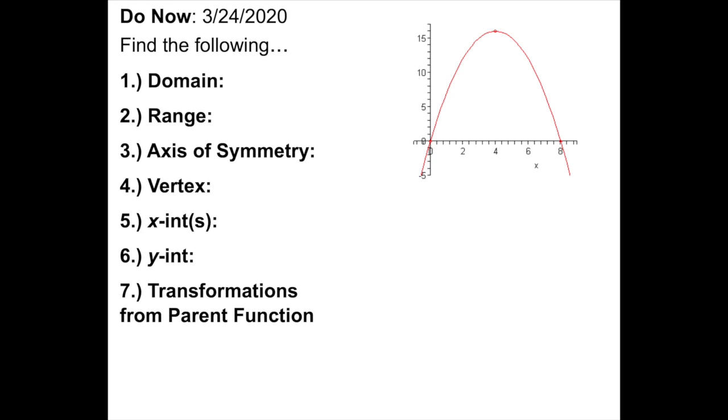I want you to, given this graph here, find the following information: the domain, the range, the axis of symmetry, the vertex, any x-intercepts, the y-intercepts, and any transformations from the parent function f of x equals x squared. Just to clarify, you can assume that there are arrows on the ends. So pause the video, try to find these 7 items, and then when you're ready, unpause, and I will show you how to find them.